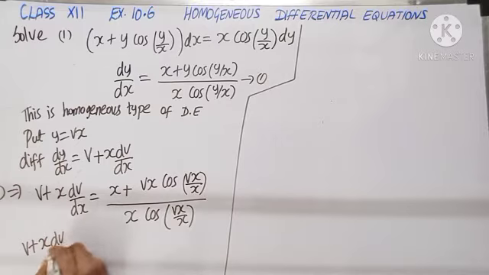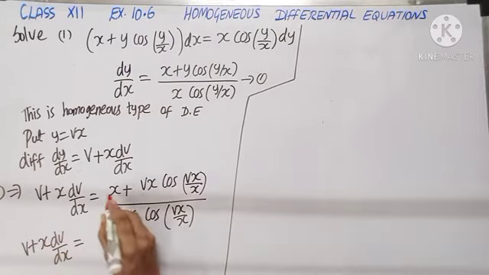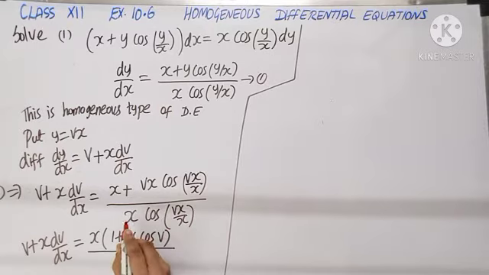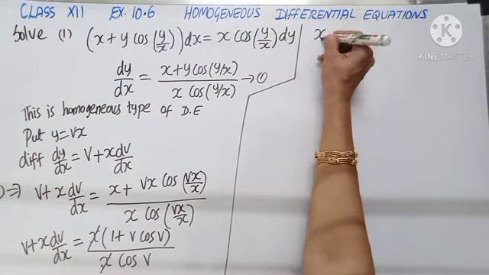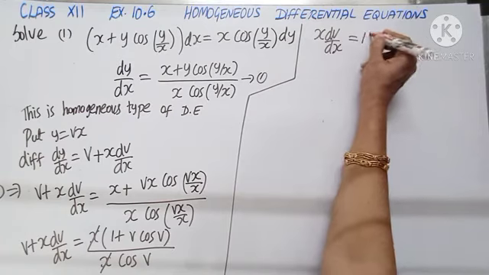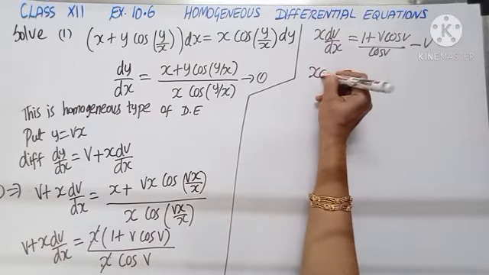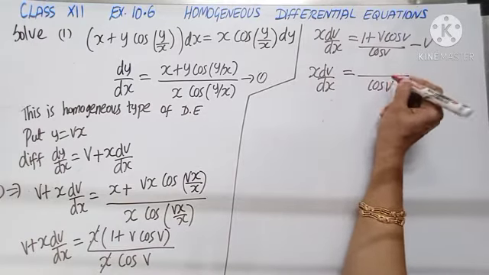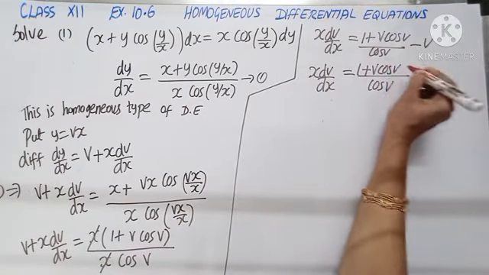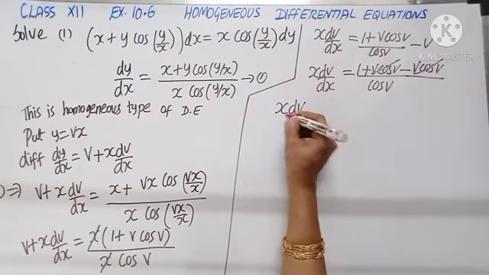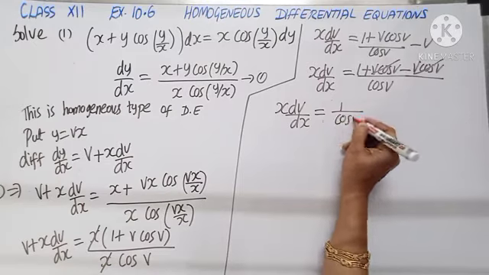v plus x dv by dx equals, in the numerator x is common, 1 plus v cos v divided by, in the denominator it is x, cos vx by x is v. X and x we can cancel, bring v to the right. It is x dv by dx equals 1 plus v cos v by cos v minus v. Taking LCM in the RHS, it is cos v in the denominator, numerator 1 plus v cos v minus v cos v. V cos v, v cos v cancels. We are left with x dv by dx is 1 by cos v.